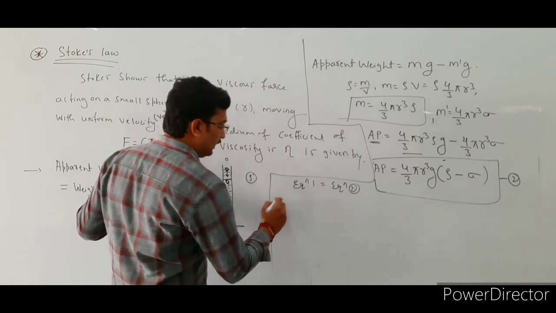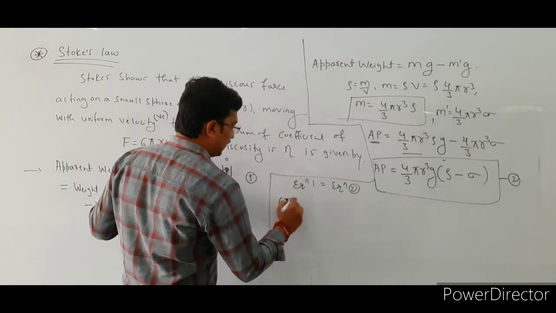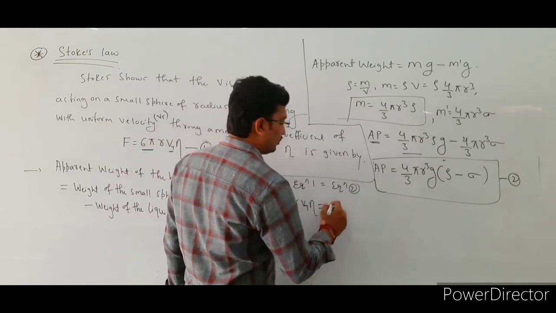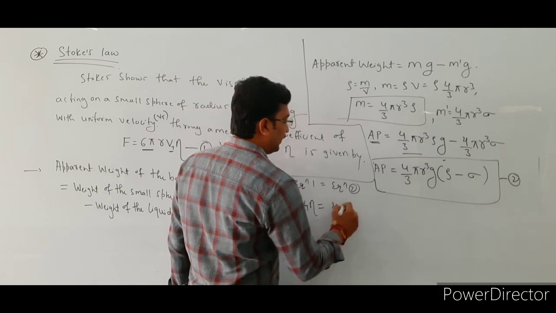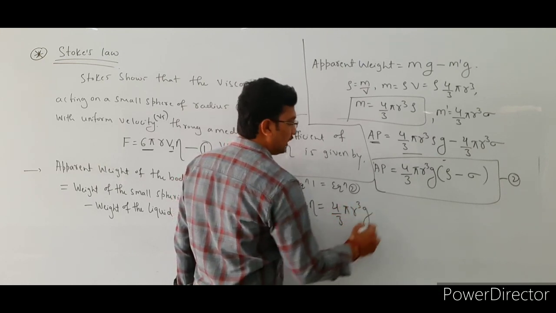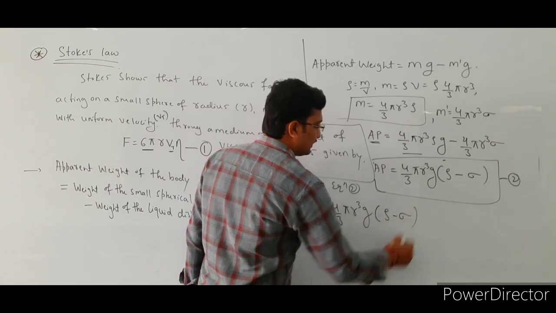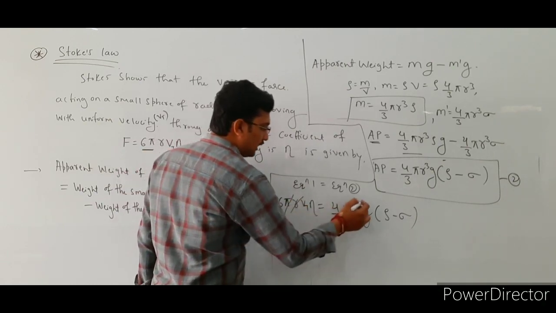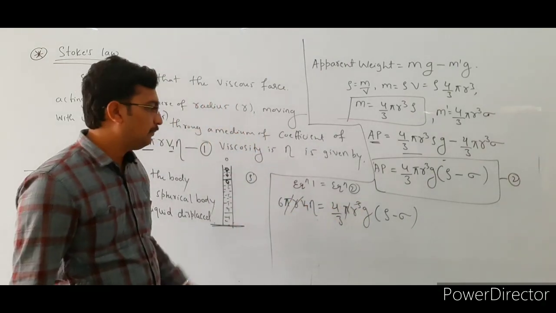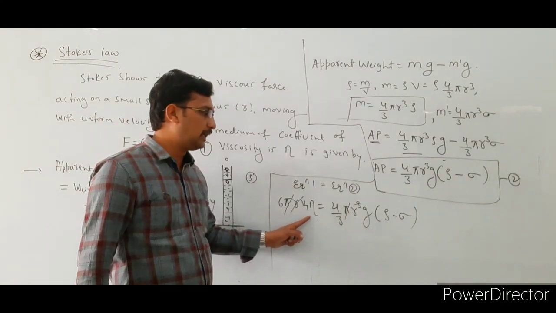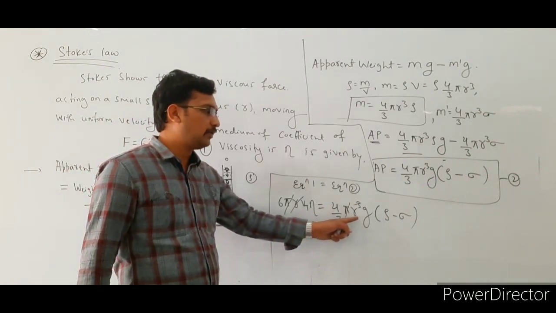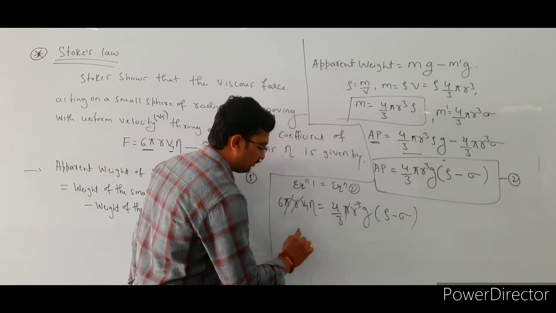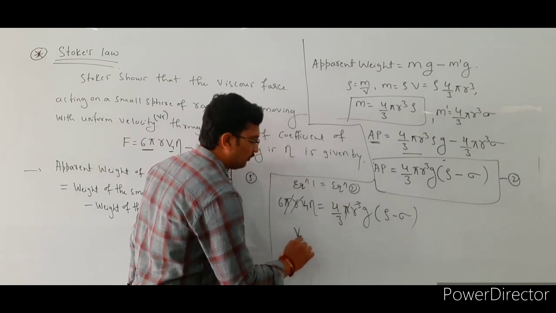Equation number 1 is 6 pi r v suffix t into eta, that is equal to equation number 2, which is 4 by 3 pi r cube into acceleration due to gravity, bracket of rho minus sigma. In this case, one pi gets cancelled, one r gets cancelled. What are the remaining terms here? That is 6 v suffix t into eta is equal to 4 by 3 r square into g, bracket of rho minus sigma. From this relation we want the v suffix t value, that is the terminal velocity.